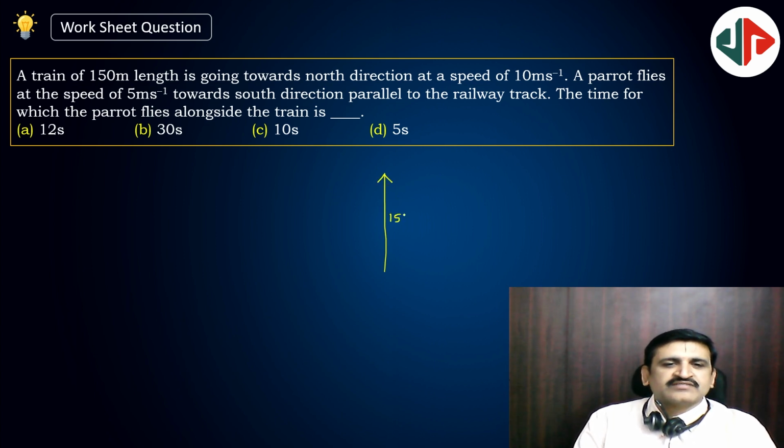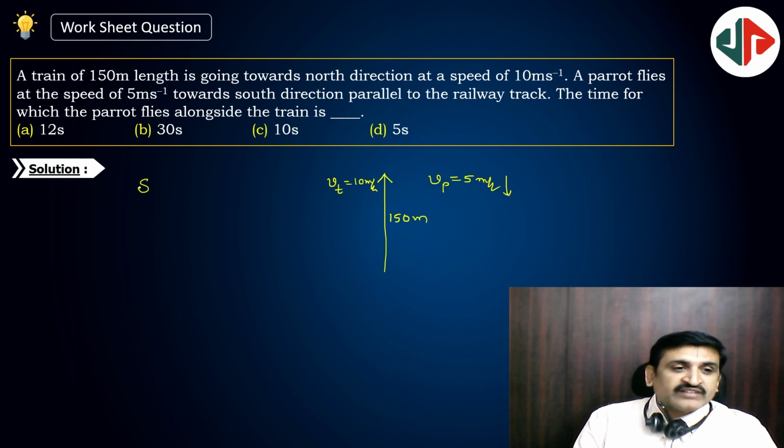The train, 150 meters, is moving due north with a velocity of 10 meters per second, and the parrot is traveling with 5 meters per second in this direction. This is the parrot. So the time for which the parrot moves along the train, that means the time taken by the parrot to cover the train, is its meaning. So the distance to be covered is equal to 150 meters.